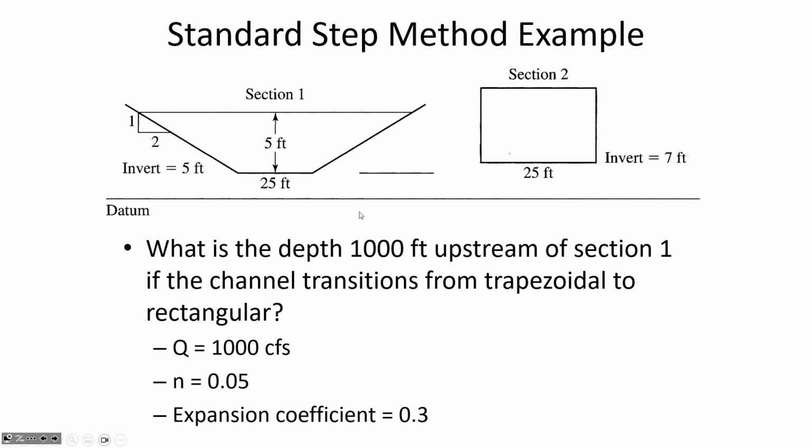The expansion coefficient is 0.3, and then we're putting 1,000 cubic feet per second through this channel. So that's the setup. Anybody have questions with the setup? In your mind, can you kind of visualize what's happening?